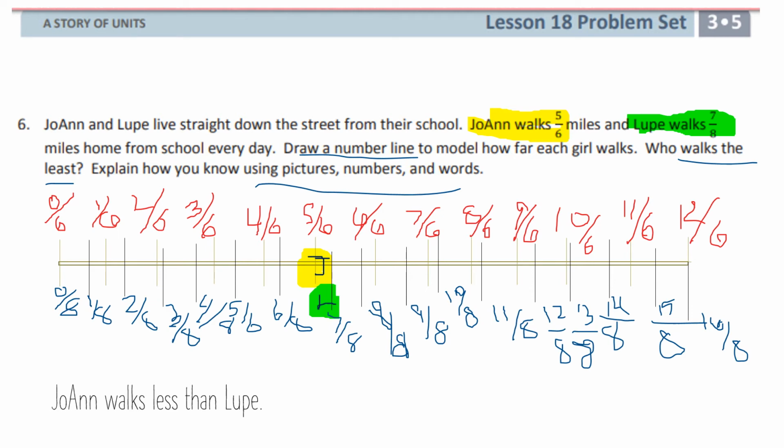And who walks the least? I wrote out the sentence, Joanne walks less than Lupe. Because as you can see, we took them apart and we put in labels. As you can also see, I labeled the fractions in 2 different colors to make it easier to tell them apart. My lines are also in 2 different colors as well. So let's continue.